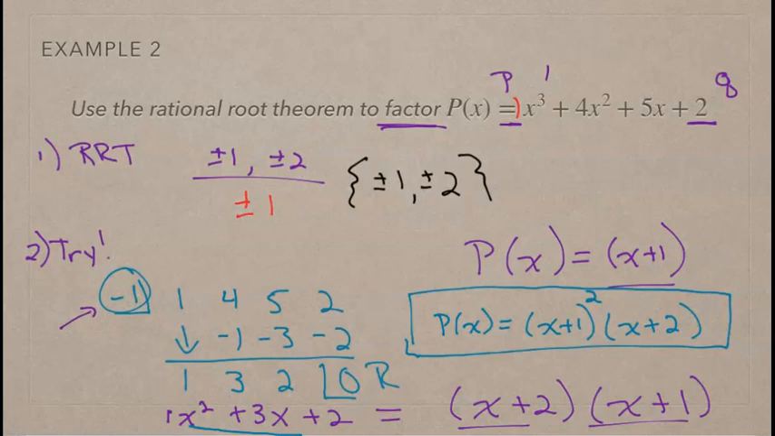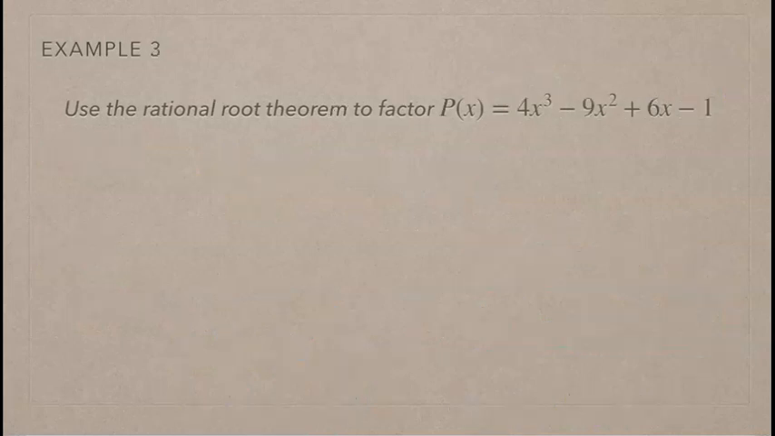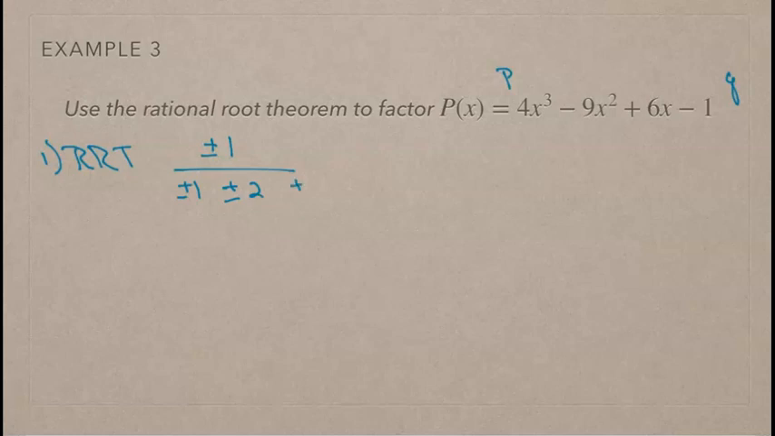Let's look at one more example. All right, here's my polynomial. I'm going to start by doing the rational root theorem. Okay, factors of q over factors of p. So in the numerator, I just have the factors of negative 1, which are plus or minus 1. In the denominator, I have plus or minus 1, plus or minus 2, and plus or minus 4. Those are the factors of 4.